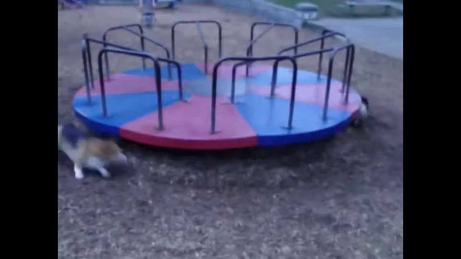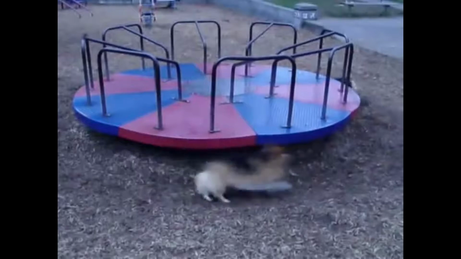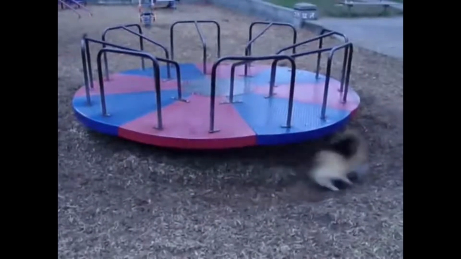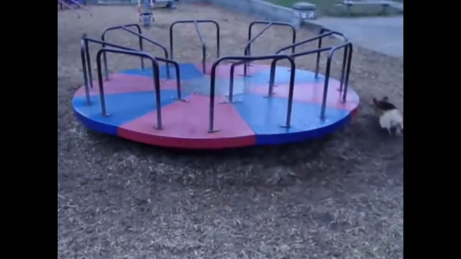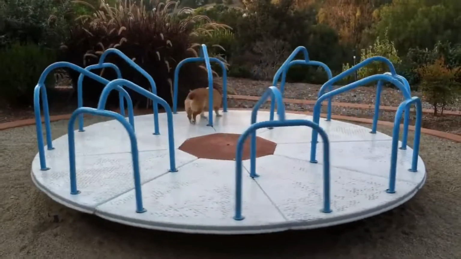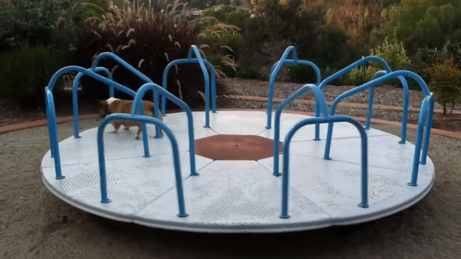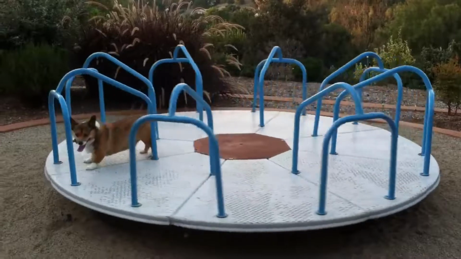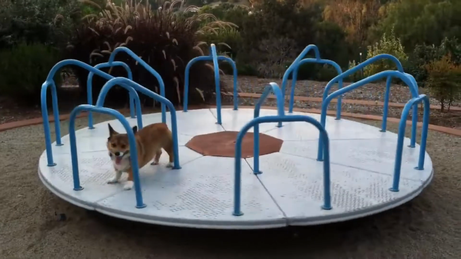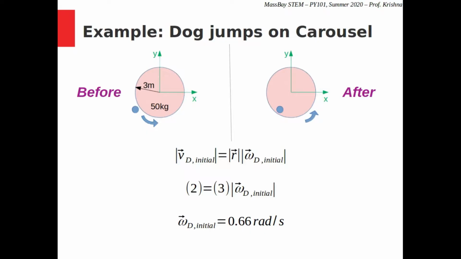Here we see a carousel with a radius of 3 meters and a mass of 50 kilograms. It is standing still. A 10 kilogram dog runs around it in a circle at a speed of 2 meters per second and then jumps onto the rim. How fast does the carousel rotate? We have to compare the overall angular momentum of the dog and the carousel a nanosecond before they made contact to their angular momentum a nanosecond after the dog landed.